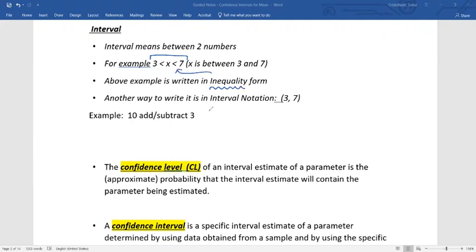However, there is another form to write an interval, which is called the interval notation. So the same interval can be written this way. For example, if I have this, 10 plus or minus 3, what do I mean by that? This is what I mean. Add 3 and subtract 3. If I add 3, I have 13. If I subtract 3, I have 7. So the lower bound will be 7 and the upper bound will be 13. So this means the interval between 7 and 13.